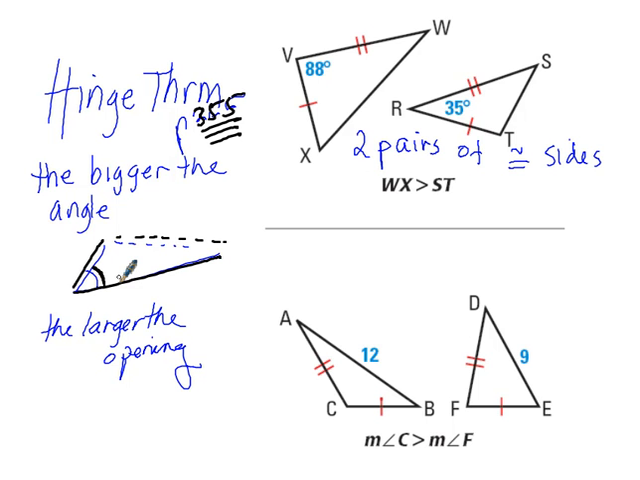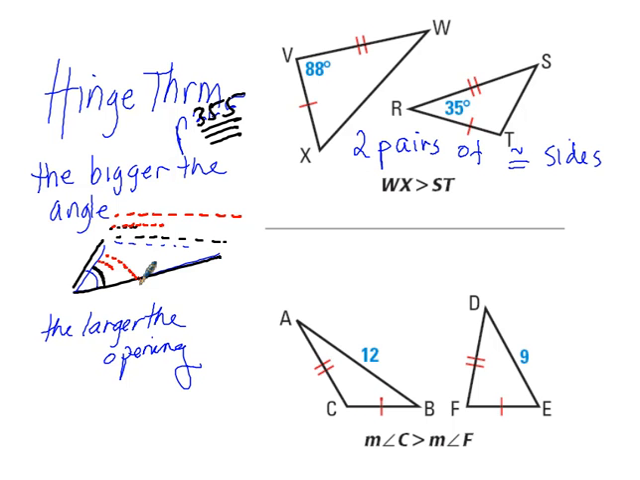There's the converse of the Hinge theorem, which says the smaller the opposite side, the smaller the angle. The larger the opposite side, the larger the angle. And that's the converse of the Hinge theorem.